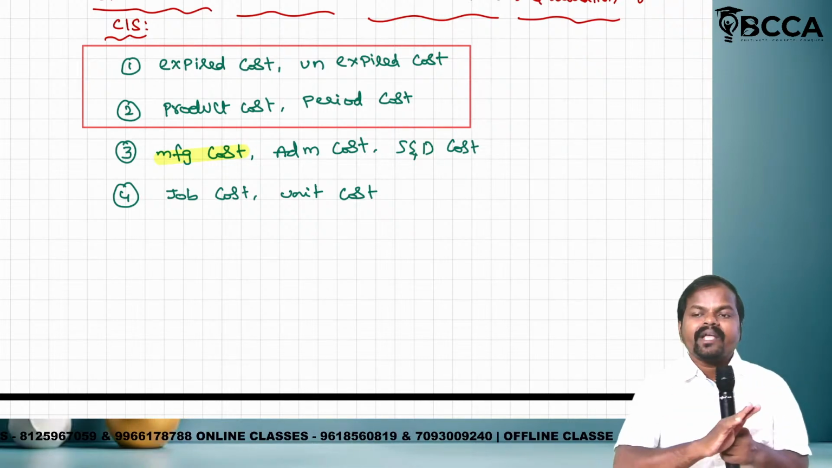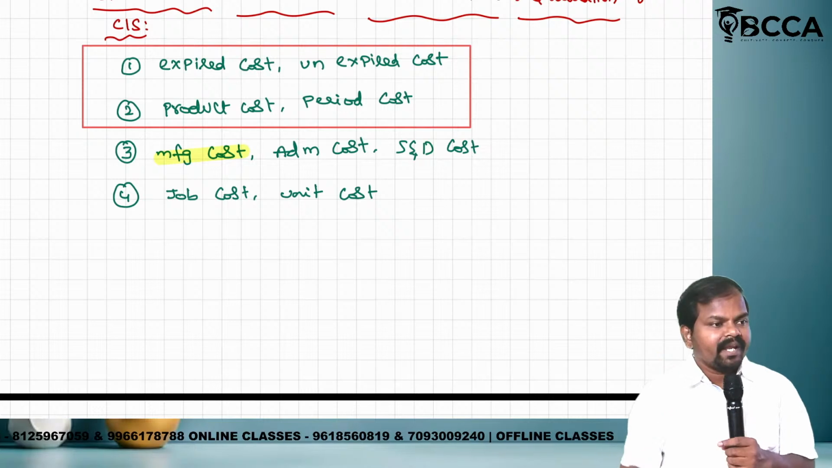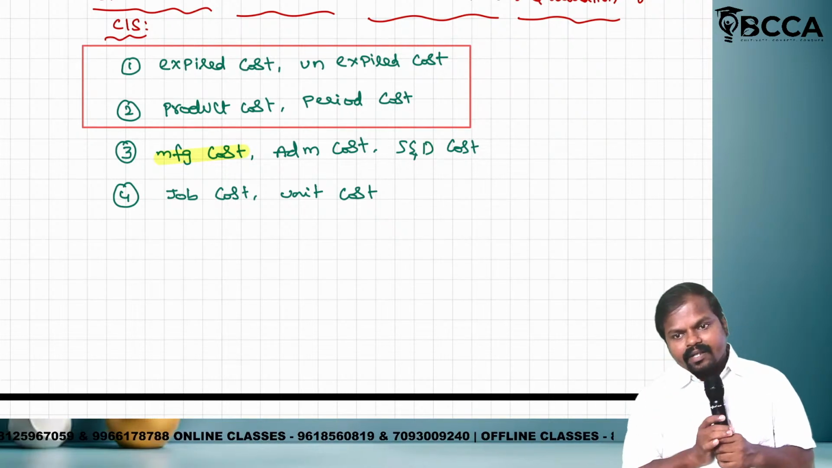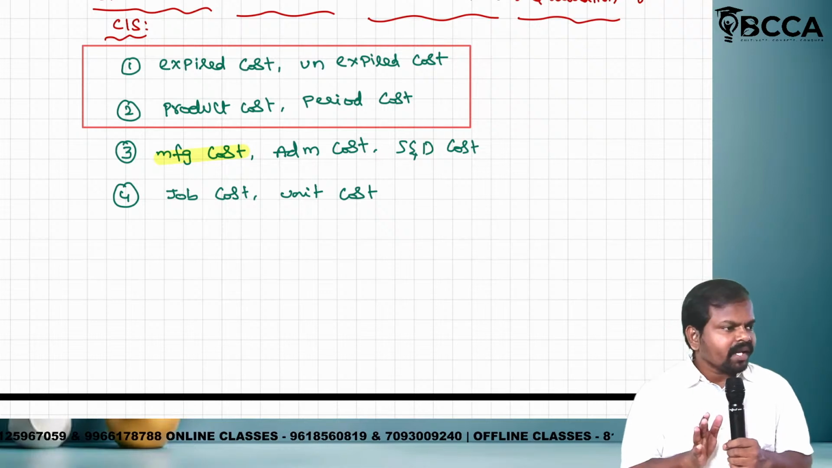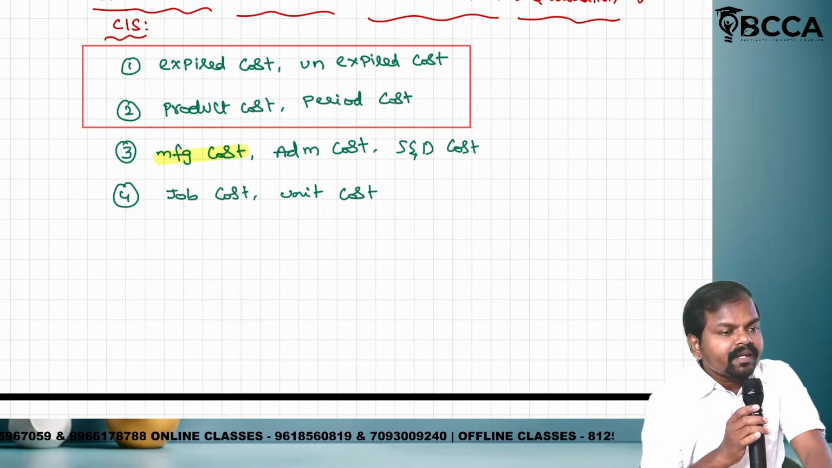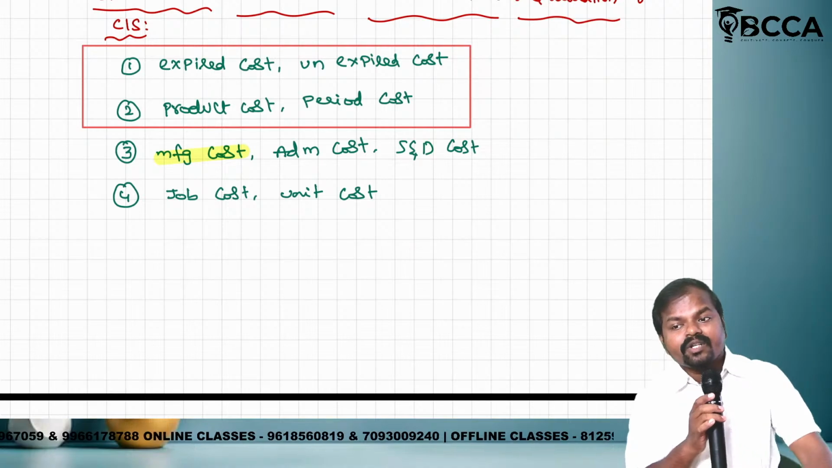That is the reason administration cost and S&D cost are referred to as period cost. Such cost should be closed in a particular period. Till now clear? Next, job cost, unit cost.